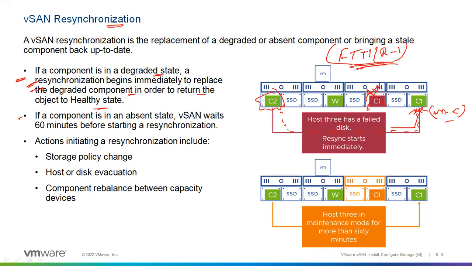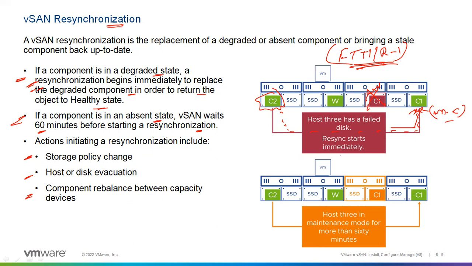If a component is in an absent state, vSAN waits for 60 minutes by default, and we can increase or decrease it as well, before it restarts the resynchronization. The actions initiating resynchronization are any policy change, host or disk evacuation, and component rebalance. These are the different scenarios where resynchronization will happen.